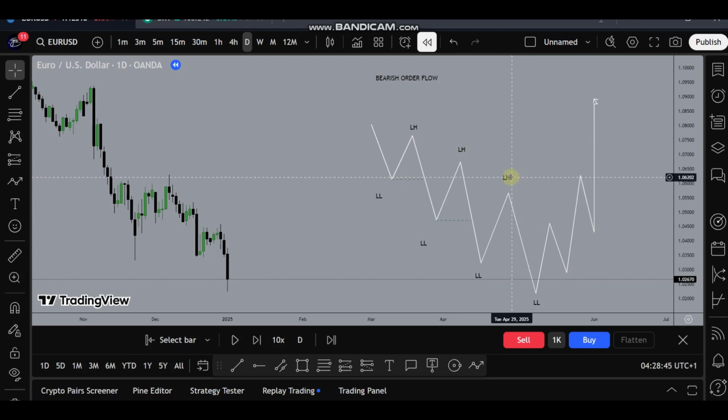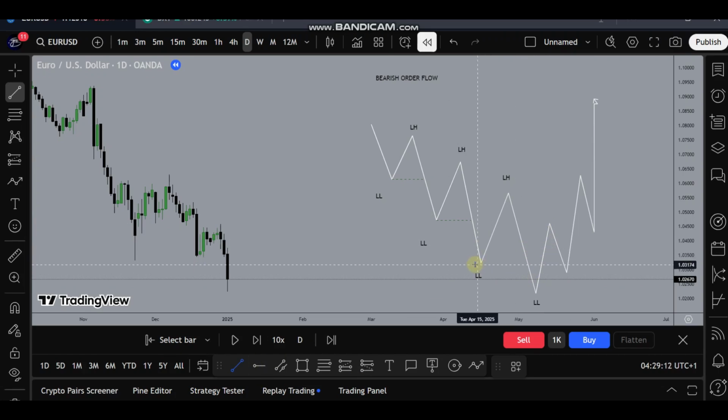So until price closes above a lower high, that's when we have a change of character or shift in order flow. So now look at the lower low. The reason why I didn't mark this one here as a lower high is that before you mark your lower high, there must be a break of structure.